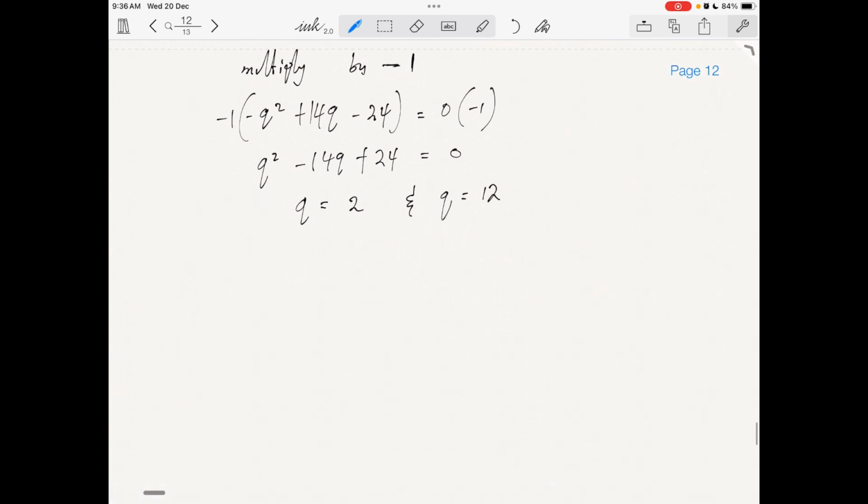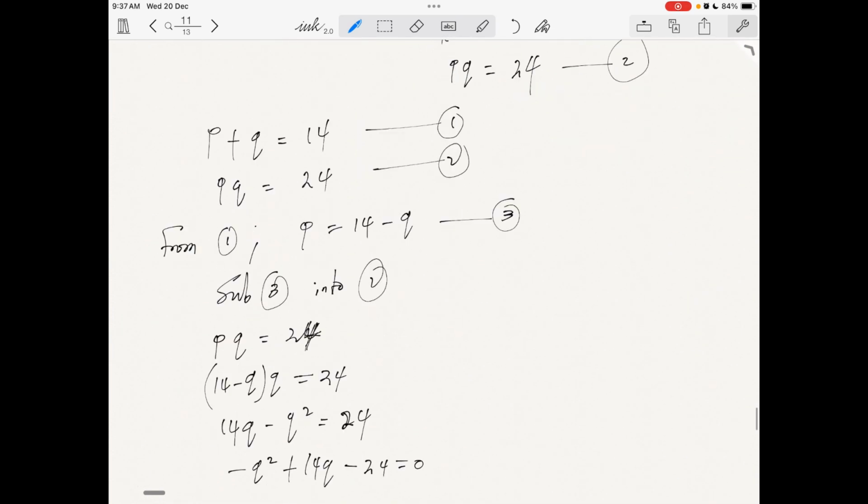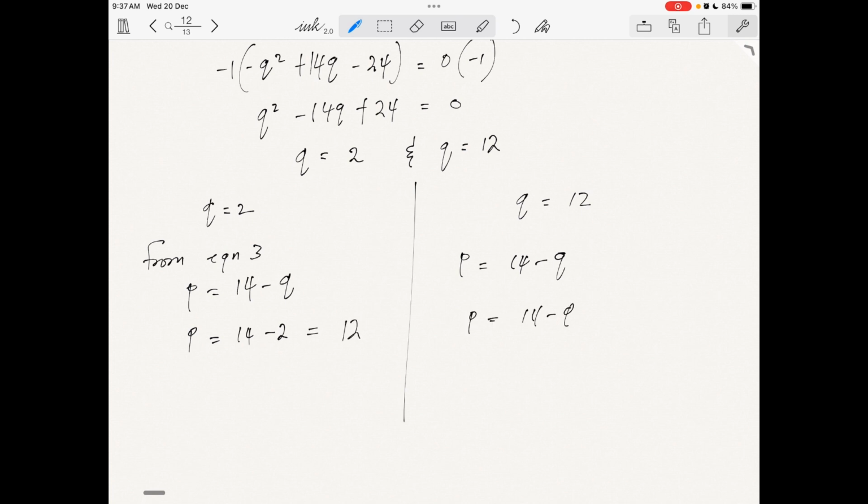So now that we have two values, Q is equal to 2 and Q is equal to 12, we have to find what P is in each scenario. So remember from our equation 3, that our P is 14 minus Q. So P is 14 minus 2, and that will give us 12, and P is 14 minus 12, and that will give us 2.